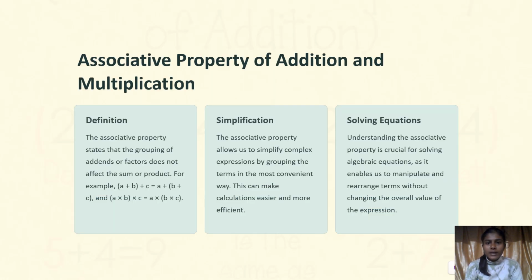Associative property of addition and multiplication. Definition. The associative property states that the grouping of addends or factors does not affect the sum or product. And this is an example for the associative property. Simplification. The associative property allows us to simplify complex expressions by grouping the terms in the most convenient way. This can make calculations easier and more efficient. Solving equations. Understanding the associative property is crucial in solving algebraic equations, as it enables us to manipulate and rearrange terms without changing the overall value of the expression.